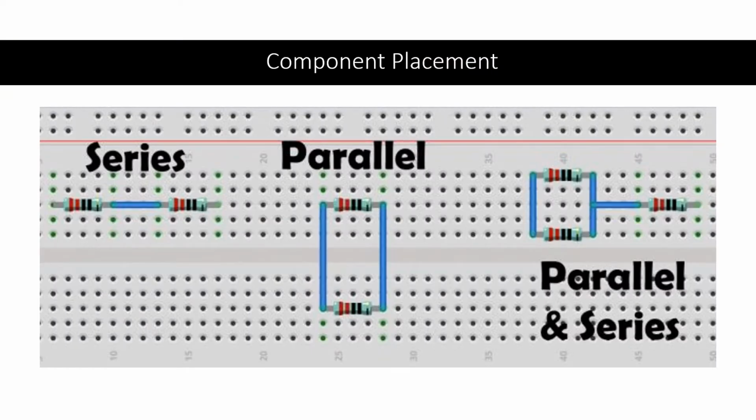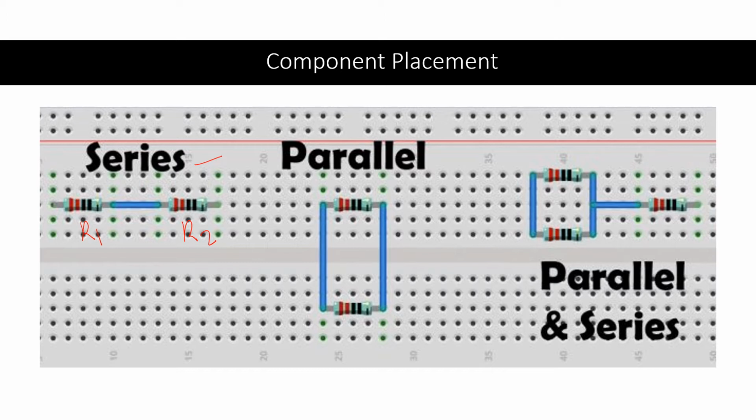This is an example of component placement on the breadboard. The example is using resistors. Number 1 is where the resistors are connected in series. Here is R1 and this is R2. These two resistors are connected in series.